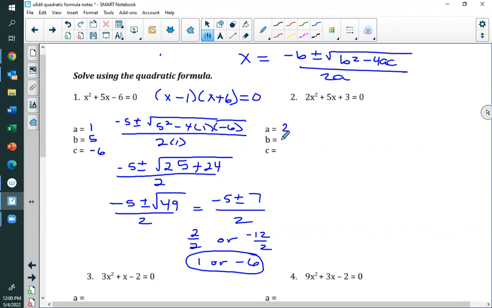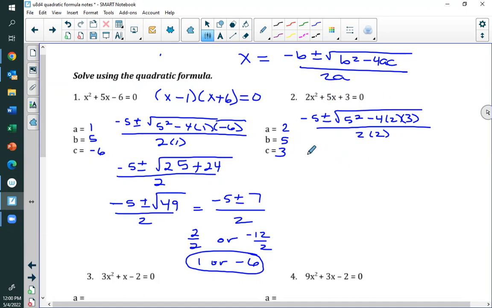On number 2, A is 2, B is 5, C is 3. We're just going to do this whole thing. So I have negative 5 plus or minus the square root of 5 squared minus 4 times 2 times 3, all over 2 times 2. All I'm doing each time here is plugging in A and B and C into that formula.